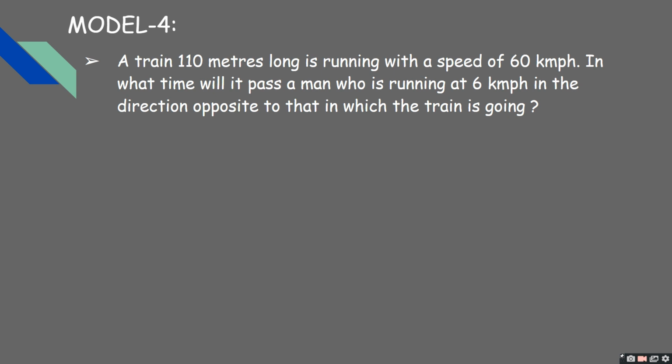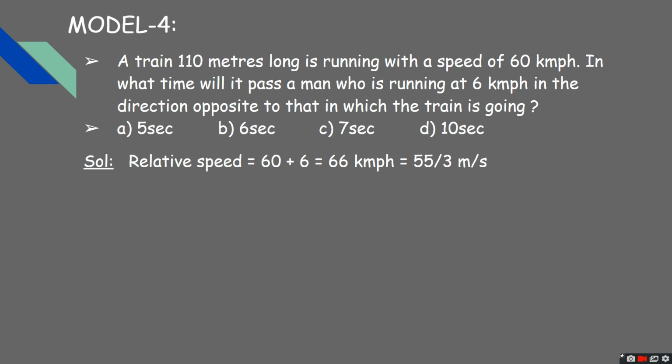Coming to the next question, a train 110 meters long is running with a speed of 60 km per hour. In what time will it pass a man who is running at 6 km per hour in the direction opposite to that in which the train is going? Speed of a train is given as 60 km per hour. Speed of a man who is running opposite to the train is 6 km per hour. Relative speed equals 60 plus 6, that equals 66 km per hour.